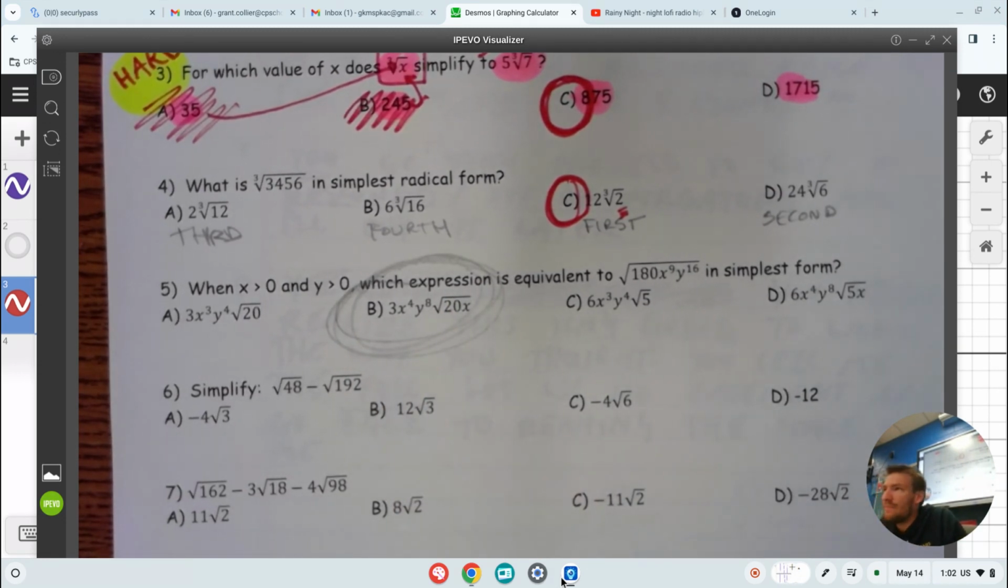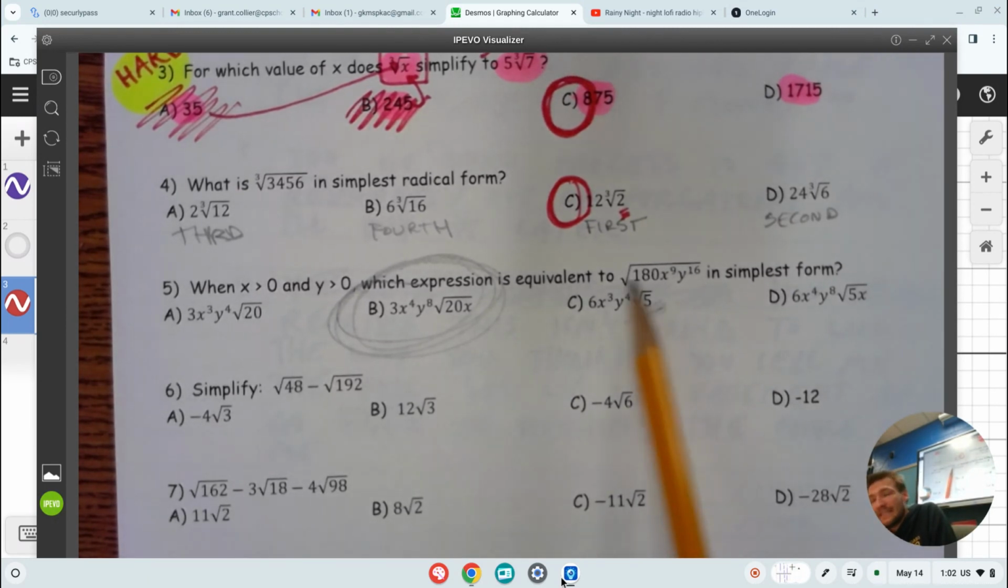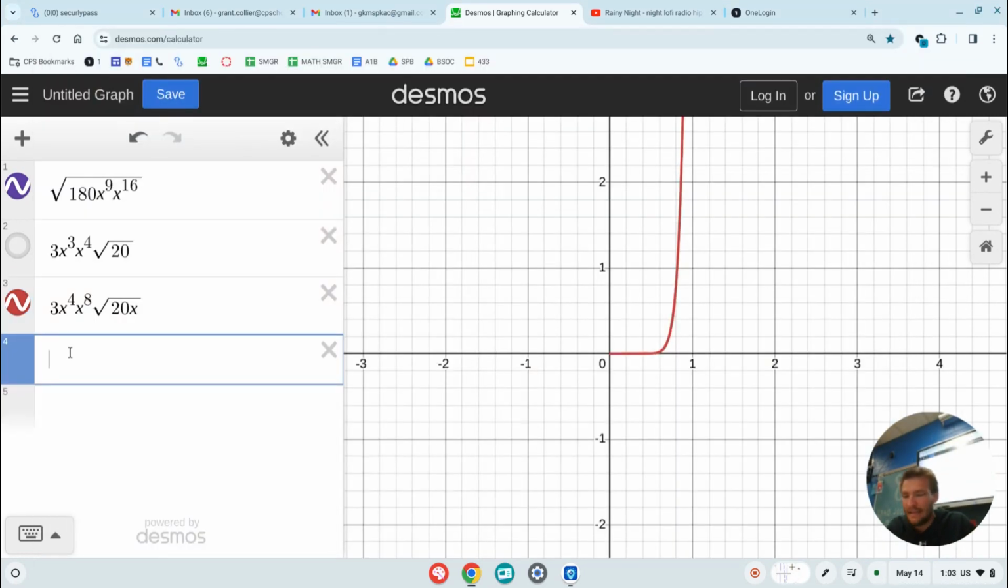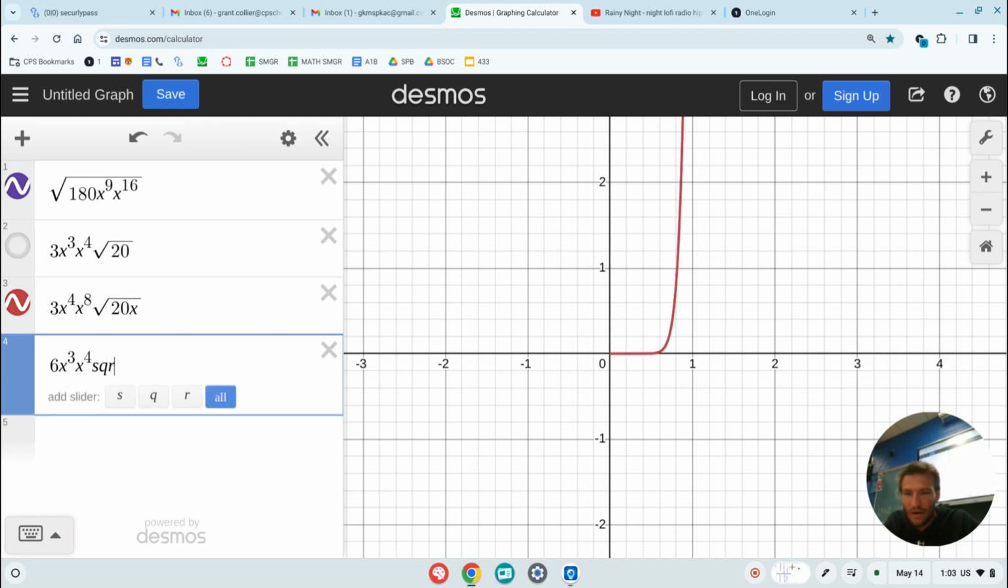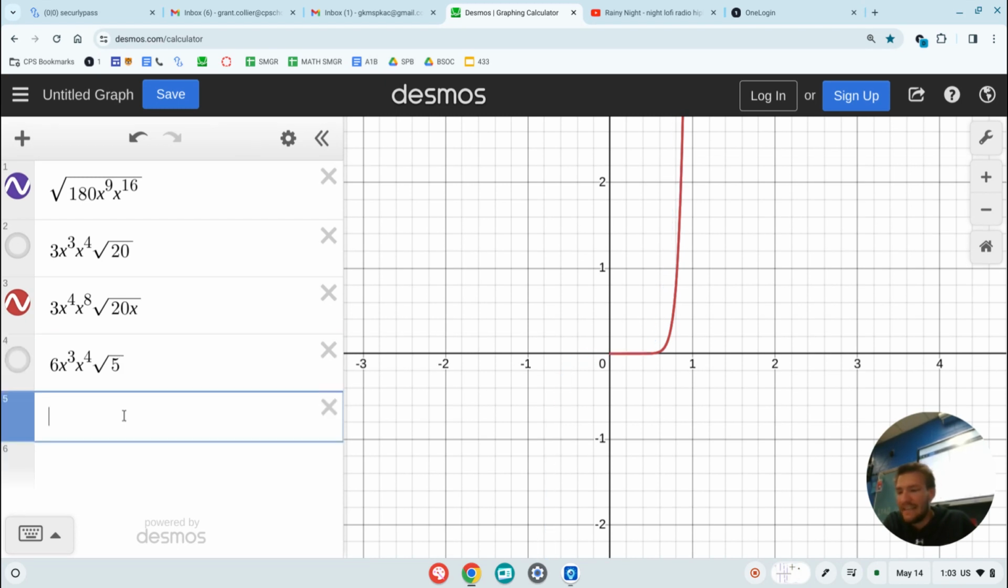So here's the problem we might have. If C is also good, C would win because the inside is smaller. Same with D. We didn't try them in smallest order this time, so we need to check all of them. I think that, yes, B looks good, but let's try C. 6x cubed. Got to stick with all x's. Square root of 5. Again, that one doesn't look good. And then D, 6x power 4, y power 8, square root of 5x.